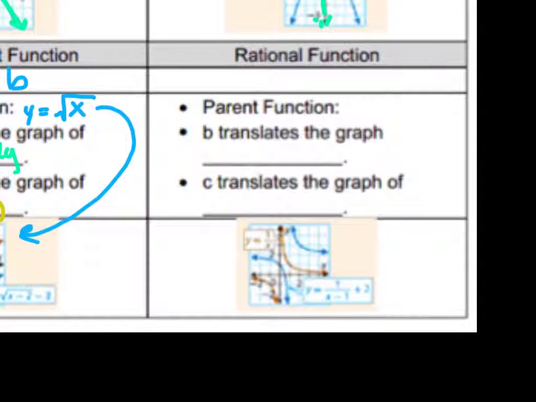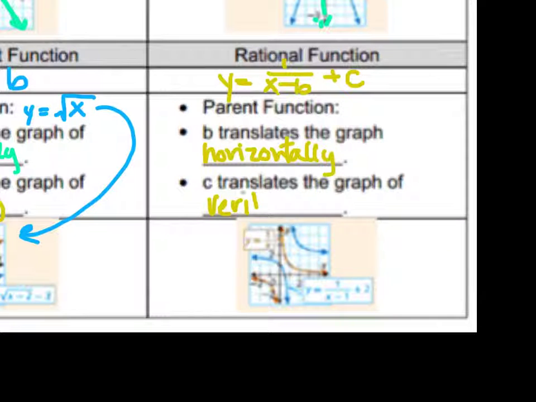Last but not least, rational functions, and that's what we're into right now. The original function is y is equal to 1 over x minus b, plus c. So the b translates the graph horizontally. We've already talked about this. And the c translates the graph vertically. I can't spell today.